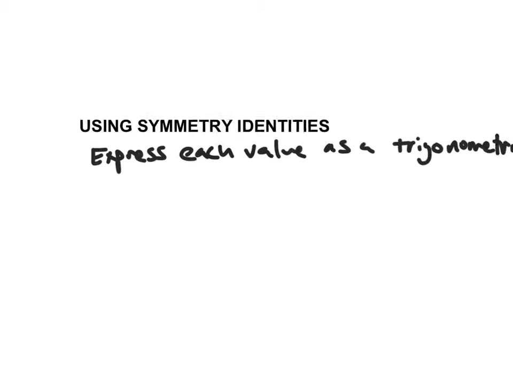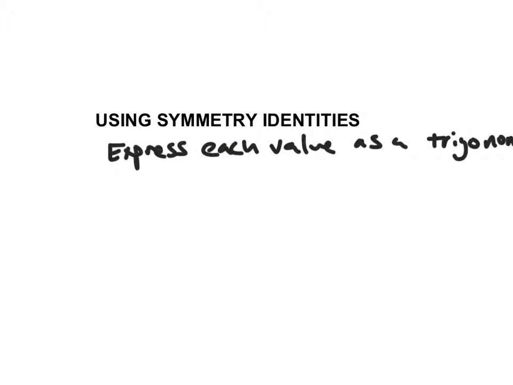So that's what I want to do. And so what I'm going to do is write these out, and I'm going to show you what I mean here. Okay, so express each value as a trigonometric function of an angle in quadrant 1. So the first one I want to do is sine of 600 degrees.